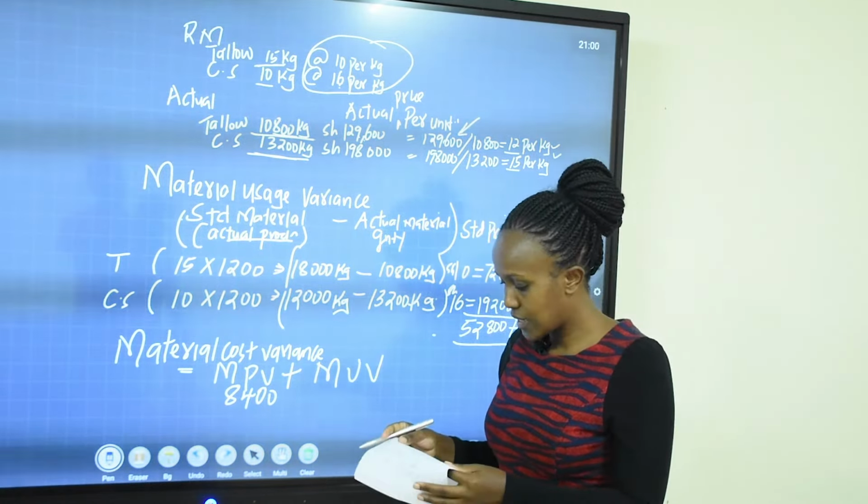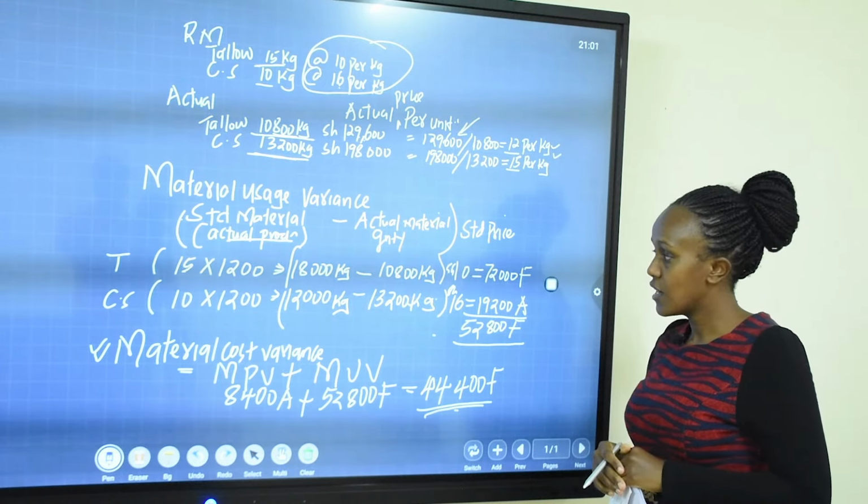And the usage variance we have computed here, we have gotten as 52,800 favorable. Once you add the negative, which is adverse, plus the positive, which is favorable, the net effect is 44,400 favorable. And that is one way where we can get the cost variance. This is the total material cost variance. This is one way that we can use to get this variance, which is the material cost variance.